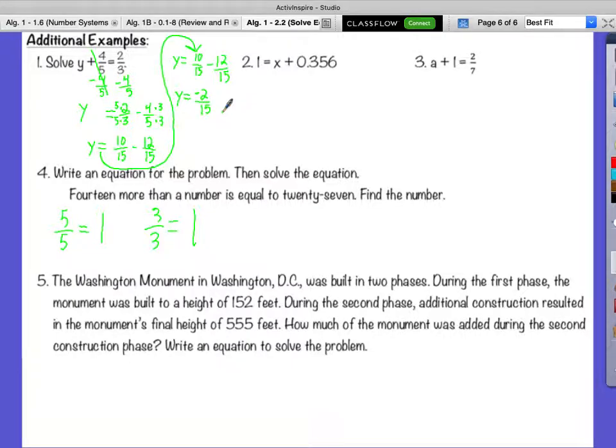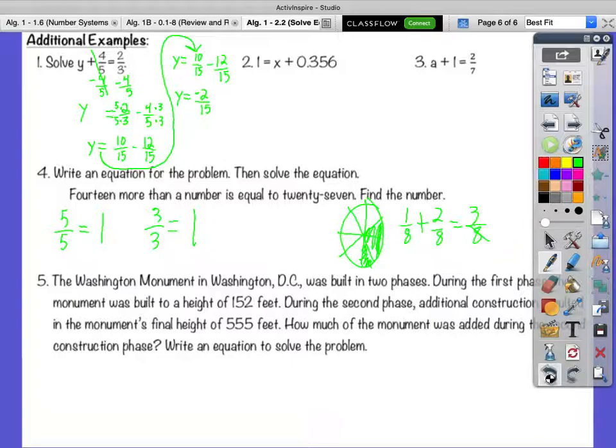Think of it this way: I have a pizza, and the pizza's cut into 8 slices. That's a pretty good pizza there. Let's say that I have 1/8 of the pizza. I add to it another 2/8 of the pizza. I now have 1 plus 2 is 3/8 of the pizza. I don't have 3/16 of the pizza. I didn't add 8 plus 8. If I had 3/16 of the pizza, that's actually less. I don't have less pizza, I have more pizza. I have 3/8 of that pizza.